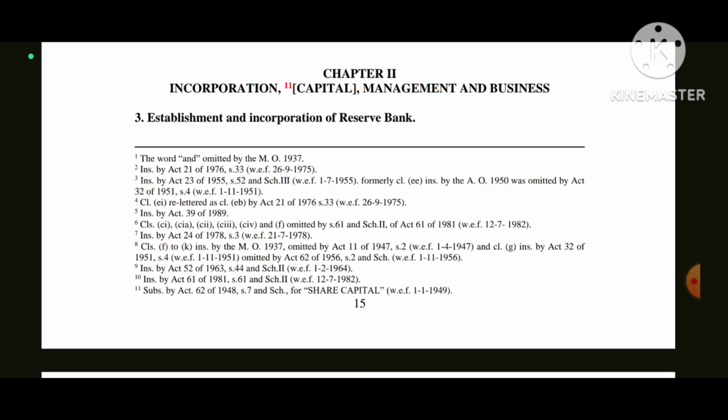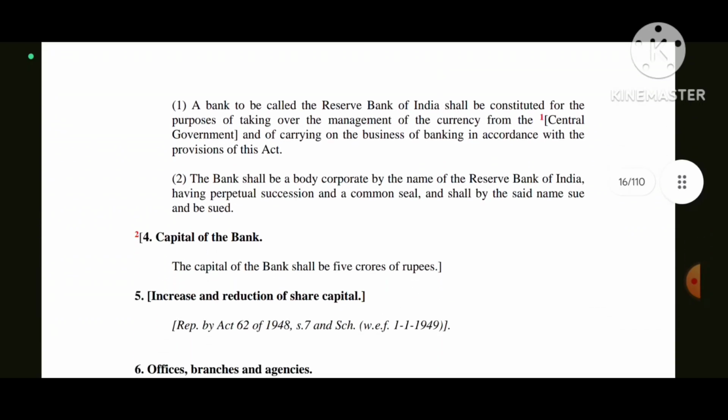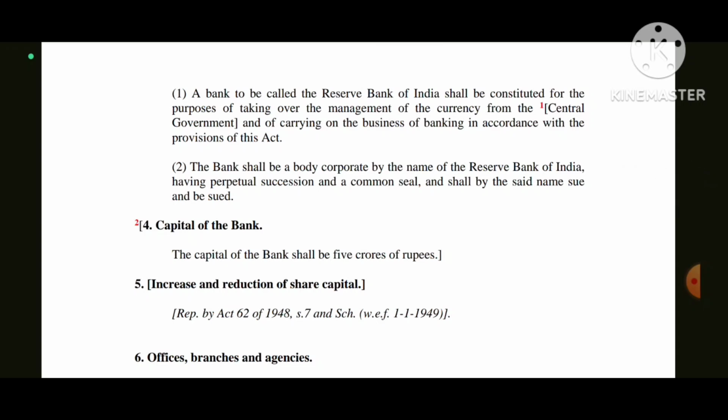So now let's start with chapter 2. Incorporation, Capital, Management and Business. Section 3 of chapter 2 states the establishment and incorporation of the Reserve Bank. Under subsection 1, a bank to be called the Reserve Bank of India shall be constituted for the purposes of taking over the management of the currency from the central government and of carrying on the business of banking in accordance with the provisions of this act.